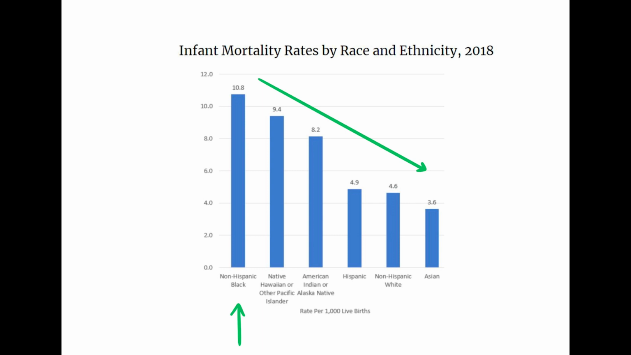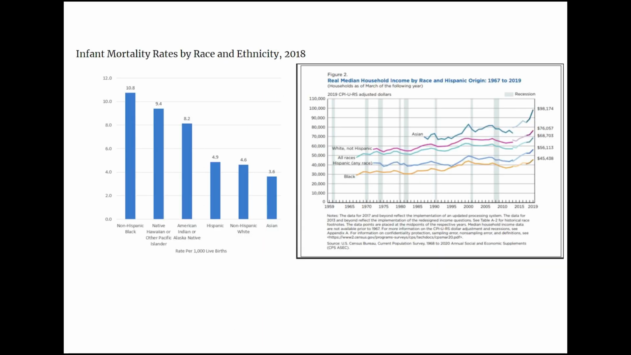Another clear example of the inequality is our infant mortality rates. As shown, African Americans have the highest infant mortality rates. As you move down the chart, they are followed by Native Americans, Hispanics, whites, and then Asians. If you want to find something interesting, they correlate inversely with incomes. The lower your income, the higher your mortality rate. A clear sign of inequality.